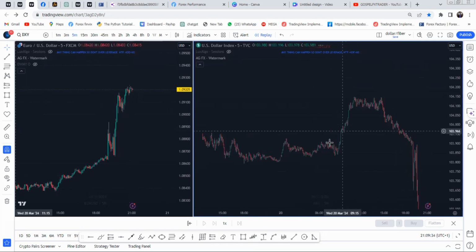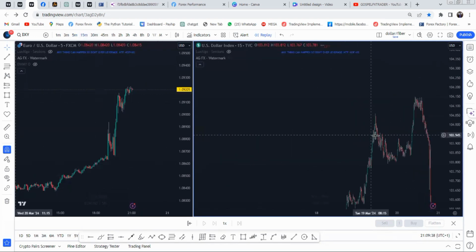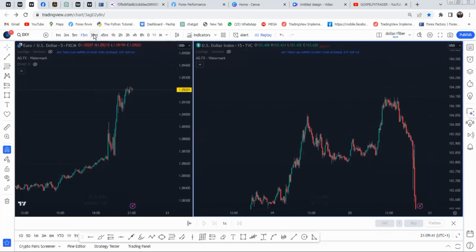So you just need to be very, very careful when you are trading Euro USD. Always try to watch what DXY is doing. It's going to help you a lot.